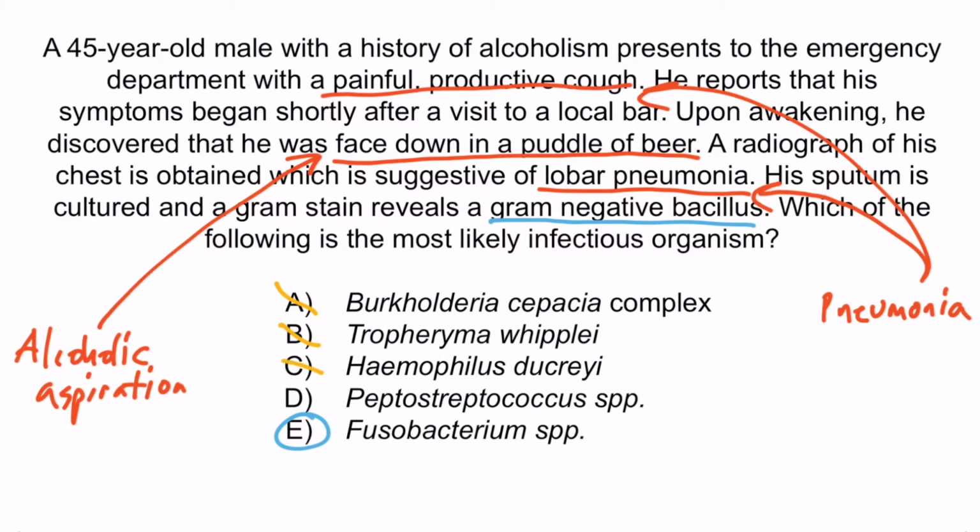And choice C is wrong because Haemophilus ducreyi causes painful genital ulcers. Remember that little kid throwing that ducky at his mom's groin? And lastly, choice D is wrong. Although Peptostreptococcus causes aspiration pneumonia, these species are gram-positive, not gram-negative. And that concludes this section.